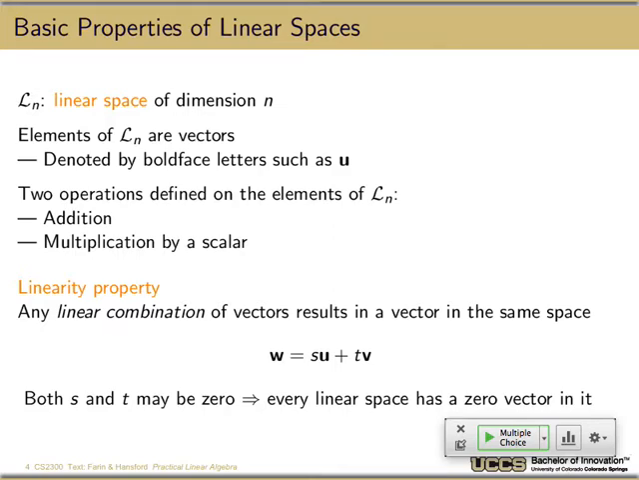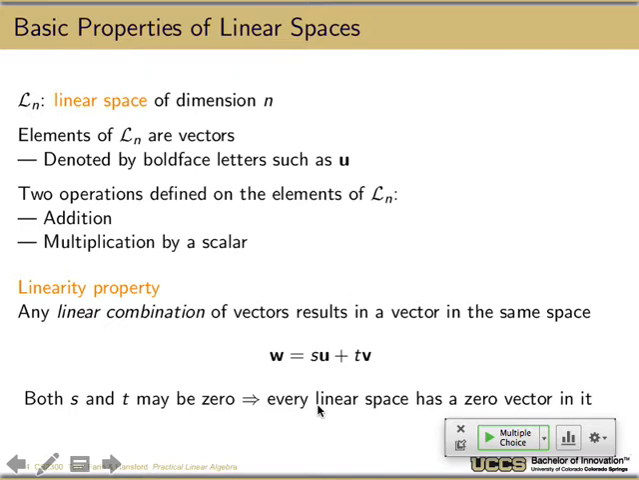Generally we'll have boldface letters, although I won't guarantee I'll remember to do that. Basically, operators on this space are defined by two very important operations. There's really a third, but we'll come back to that one, which is addition and multiplication by a scalar. And a linear space is something where linear combinations of things that started in this space are still in this space.